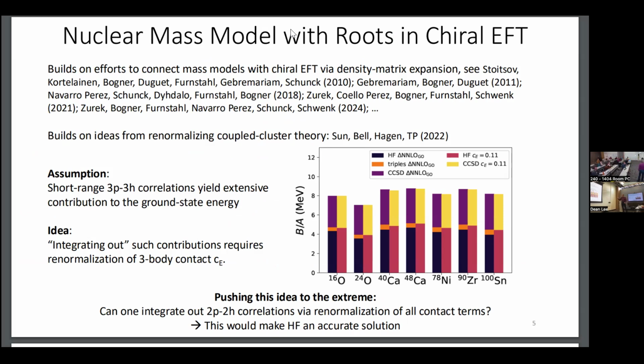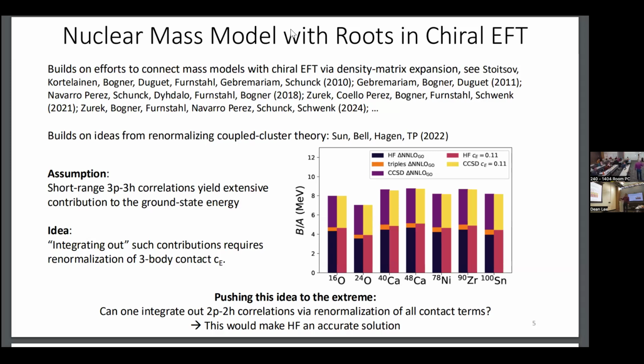The motivation for this work is simply that a few years ago, in 2022, we thought about how one would renormalize coupled cluster theory. So we have 2 particle, 2 hole and 3 particle, 3 hole correlations. Short-range 3 particle, 3 hole correlations yield extensive contributions to the ground state energy, proportional to mass number. But it's a 3-body correlation. If you want to integrate that out, a la Lepage, you would have to renormalize your Hamiltonian, in that sense change your 3-body contact. So that's just Lepage applied to coupled cluster theory.